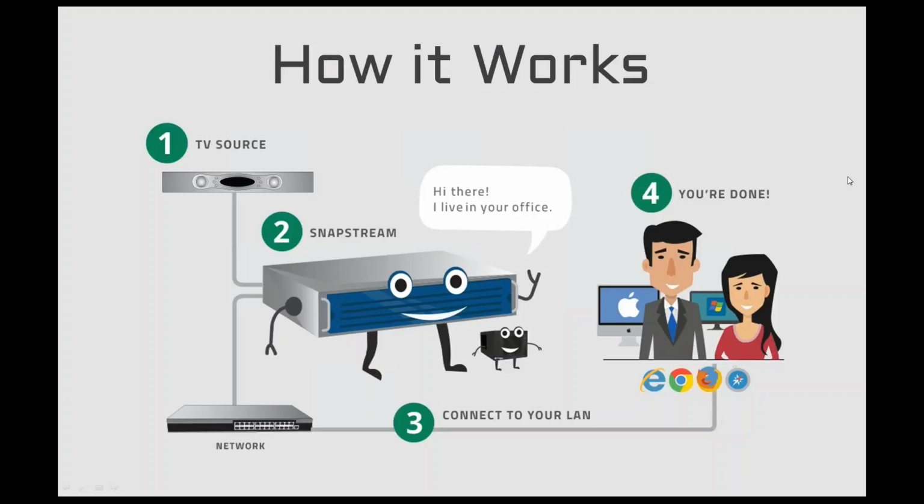Now the SnapStream is very simple. We take the TV source that you have available to you, whether it be an antenna or cable or even IP feeds, and plug it into the SnapStream. We have the SnapStream appliance as well as cloud options if you don't want to go with a specific appliance. That SnapStream is then connected to your network, and anybody on your network can access the SnapStream directly from their computer and whatever their favorite browser is.